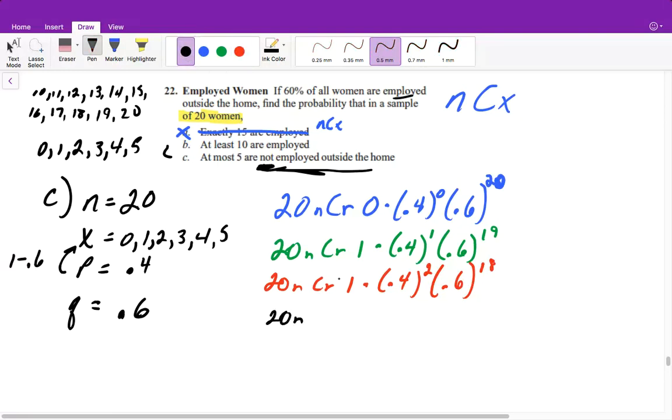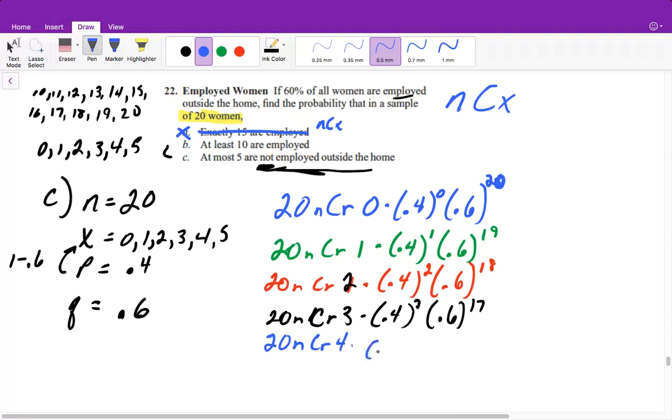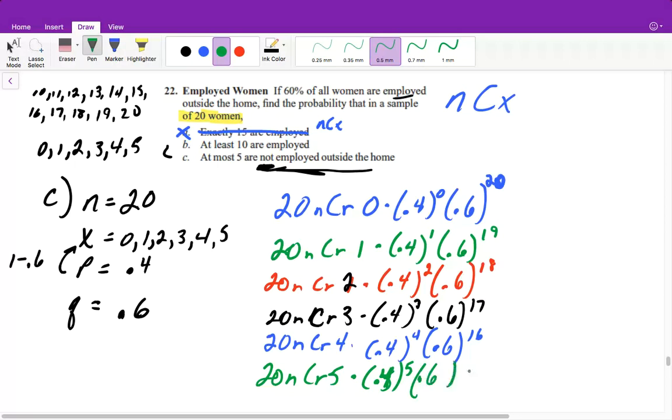20 NCR 3 times 0.4 to the 3 times 0.6 to the 17. 20 NCR 4 times 0.4 to the 4 times 0.6 to the 16. And 20 NCR 5 times 0.4 to the 5th times 0.6 to the 15th.